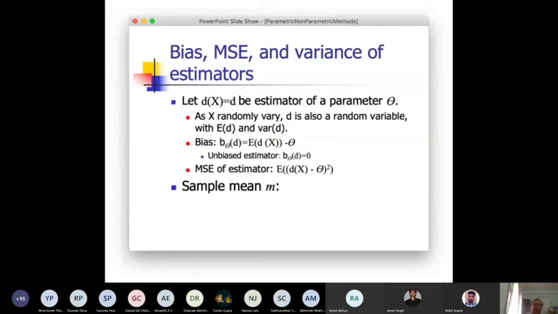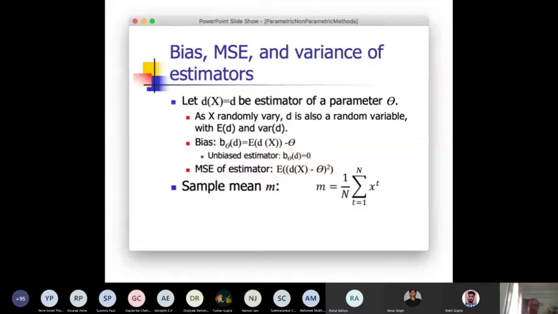And variance of the estimators is defined as the expectation of, instead of theta, we'll be using expectation of the estimator d itself. So that is the computation in the variance.